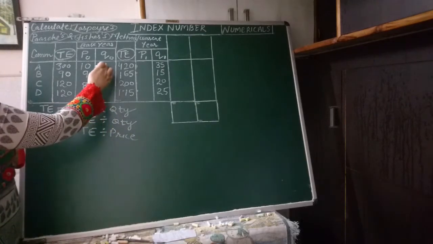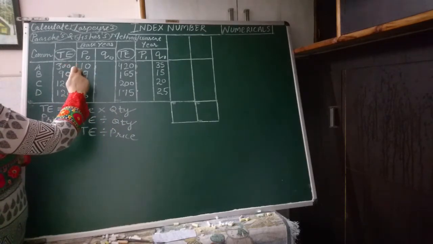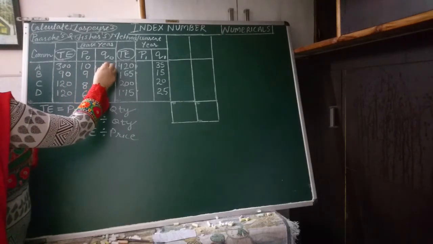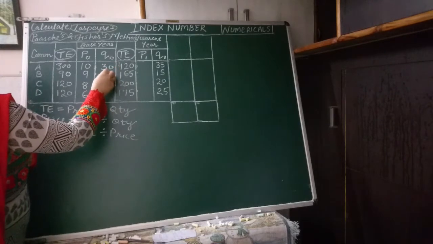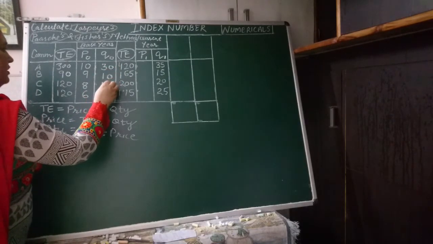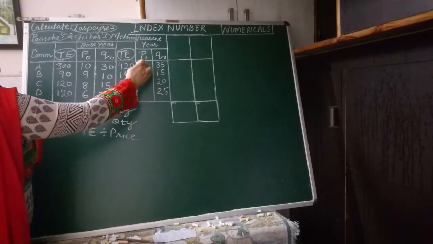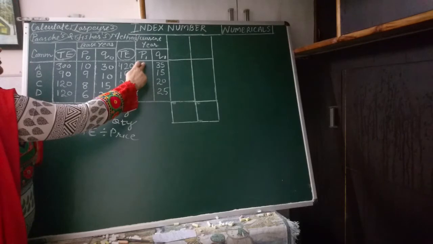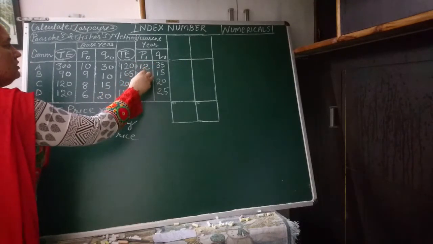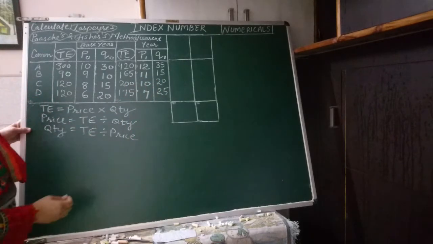Now first of all, let us calculate base year quantity. When total expenditure is divided by base year price, that would be 30, 10, 15 and the last one is 20. For the calculation of current year price, which is 12, 11, 10 and the last one is 7.